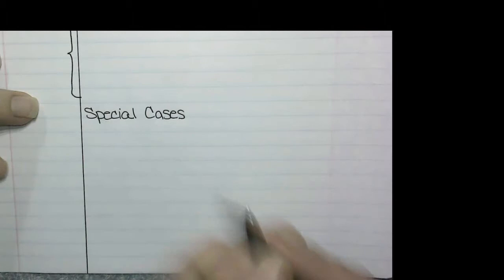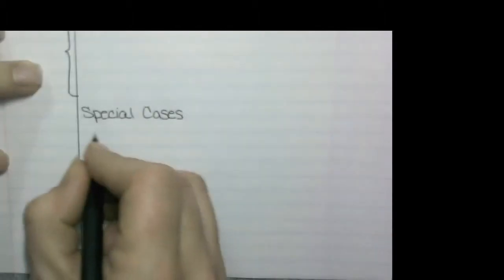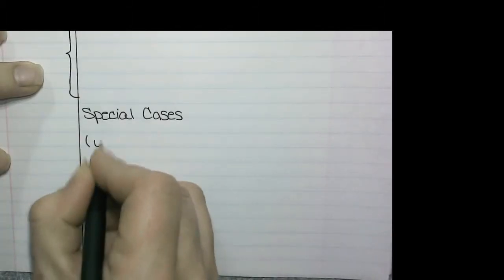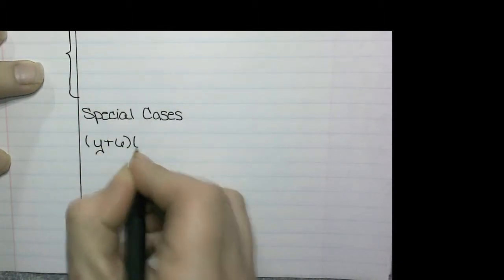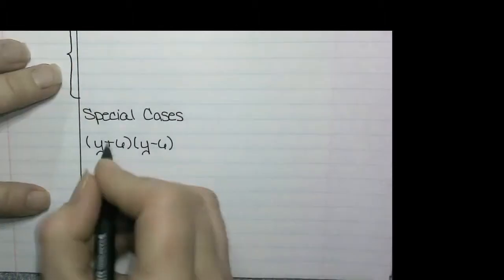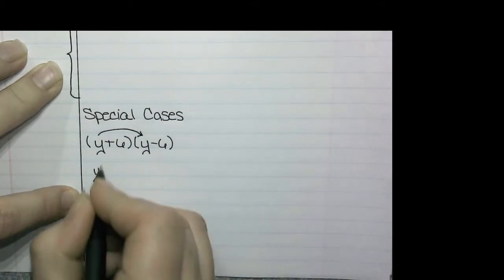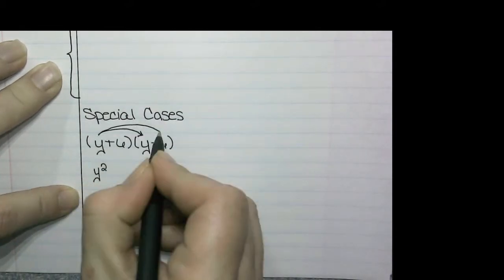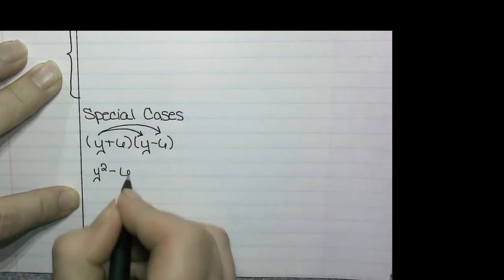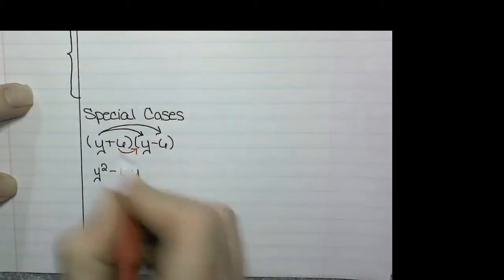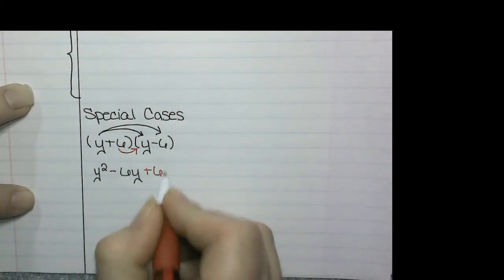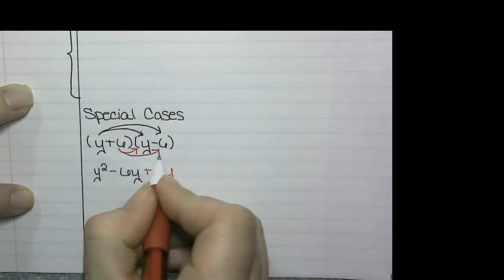So first let's look at y plus 6 times the quantity y minus 6. And we're going to just use our regular FOIL. First is y times y, which is y squared. Outer is y times negative 6, which is negative 6y. Then we have our inner, positive 6 times y is positive 6y. And last, positive 6 times negative 6 is negative 36.